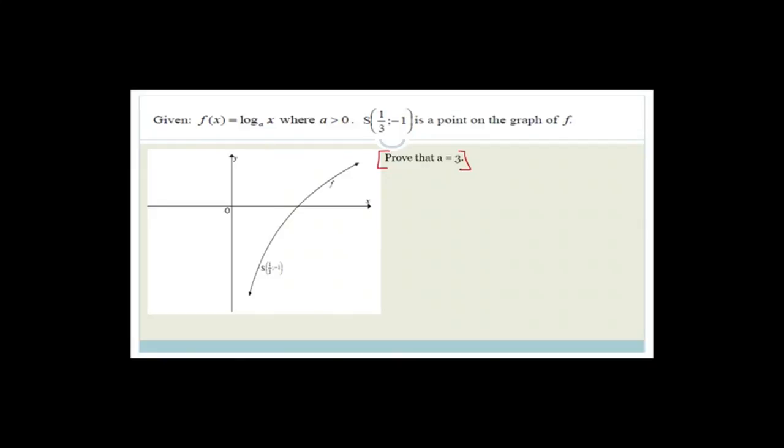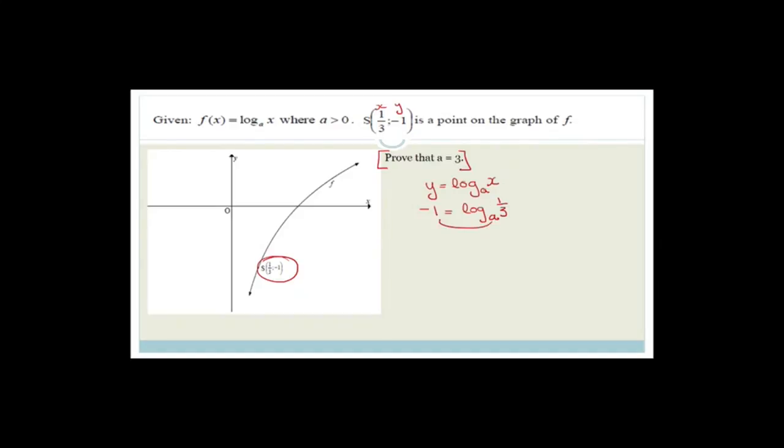f of x equals log x base a. Do you agree that we could write that as y equals log x base a? And we want to prove that a equals 3, but we've got this point here. So this is x and this is y, and what we're going to do is substitute in. So we're going to say minus 1 equals log, and the x is 1/3 base a. Now remember, we can rearrange this.